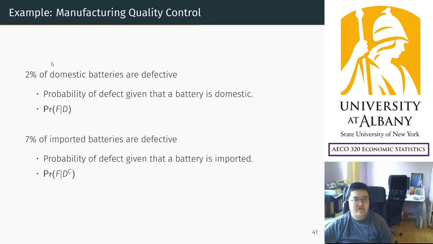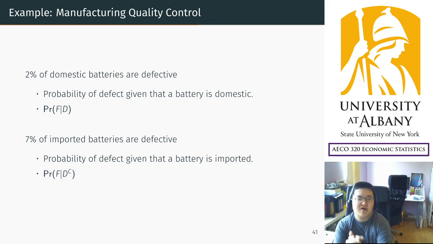You have to understand the sentences in this way. I said 2% of domestic batteries are defective, which means, if you write it as a full probability statement, I would say this as the probability of defect given that a battery is domestic is 2%. So the hidden implicit terms are, actually you should say this is the conditional probability of being defective under the condition that the battery is domestically supplied, right? That's the meaning of this.